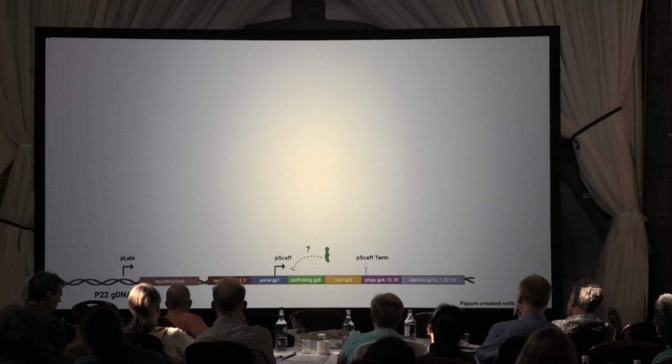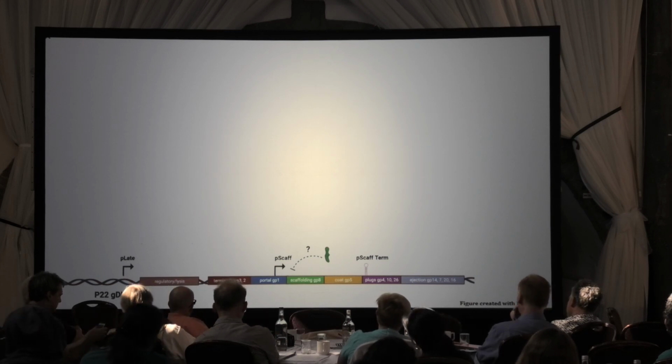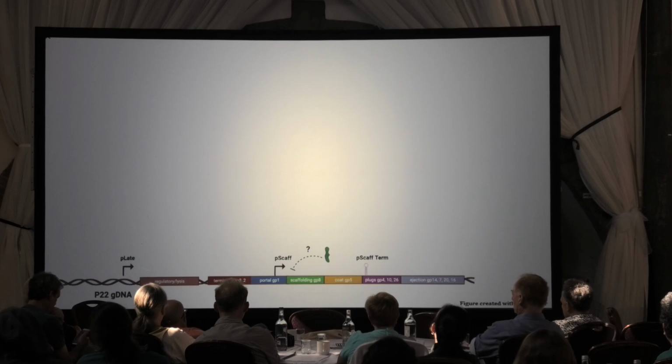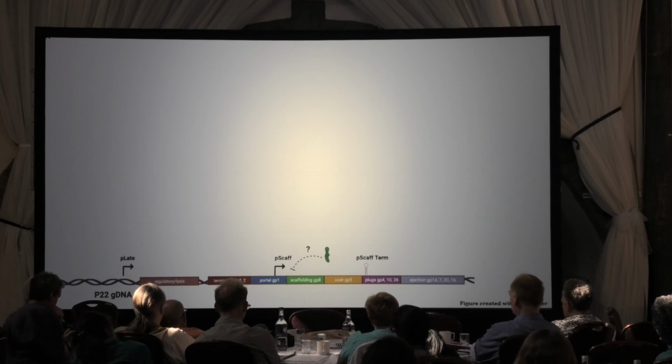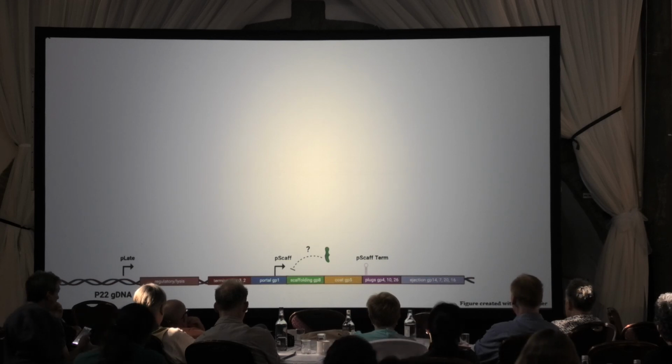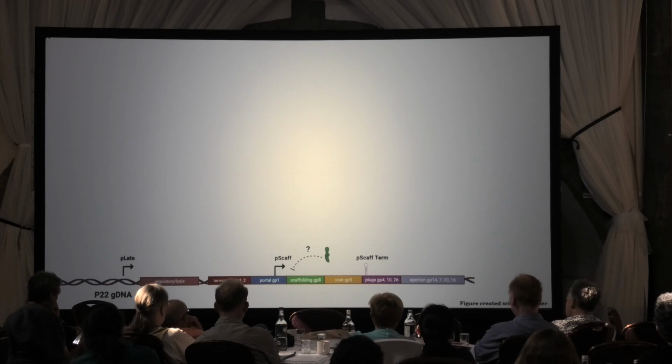And so the last thing I'll show is a very rough model. On the bottom here is P22 genomic DNA. So this is the P-late promoter from which about a 20 kb transcript is produced. Some regulatory stuff up here. This is small and large terminase, portal, scaf, coat, plugs, and ejection proteins. Tail protein is down here. Tail spike's on its own operon.